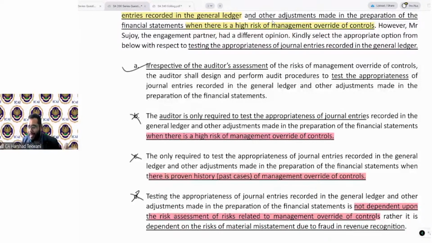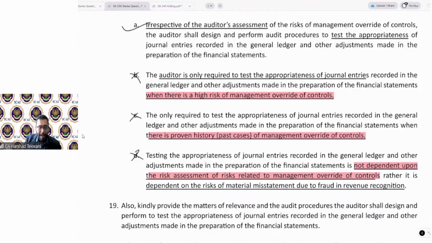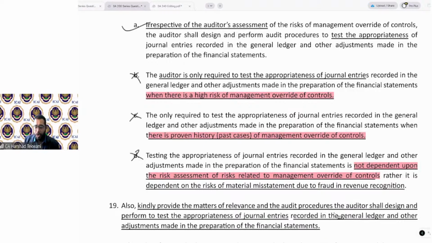Okay. In continuation to this question one, there is one more question, so you can understand the concept also. Kindly provide the matters of relevance and the audit procedures the auditor shall design and perform to test the appropriateness of the journal entries recorded in the general ledger and other adjustments made in the preparation of financial statements. So what procedures will you design to test the appropriateness of the journal entries recorded in the ledger and other adjustments?